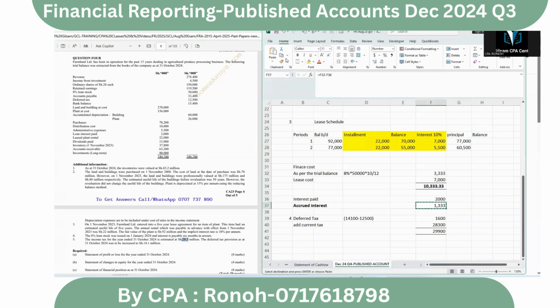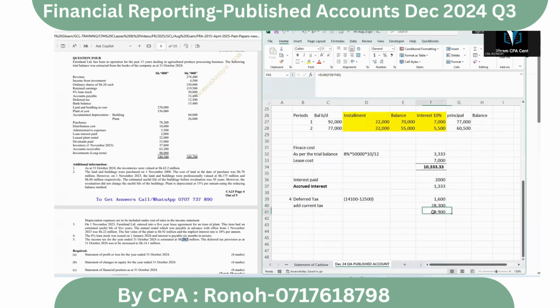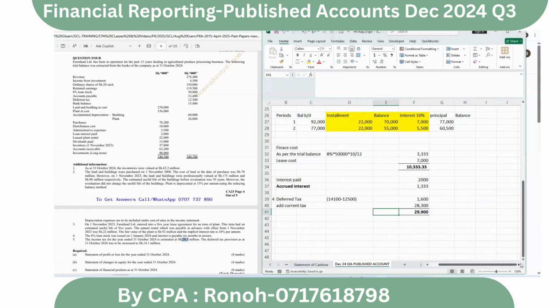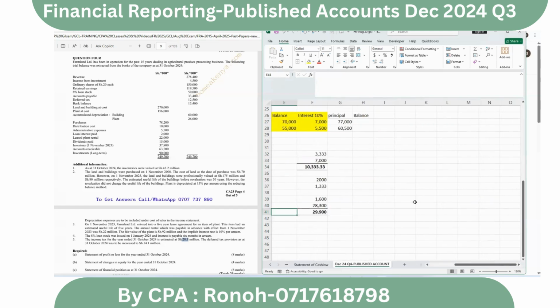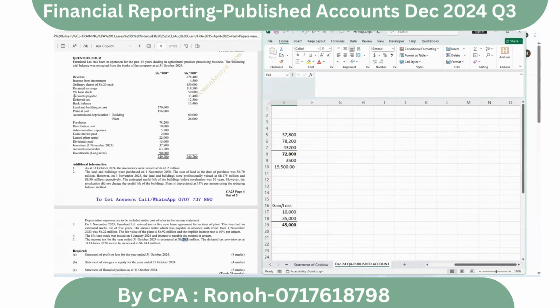I don't know if we omit decimals. I don't know whether it will match. Okay, check. So we are done with all the notes. I didn't see any note attaching the revenue. So what is remaining now is to prepare our published account for Farmland Limited.